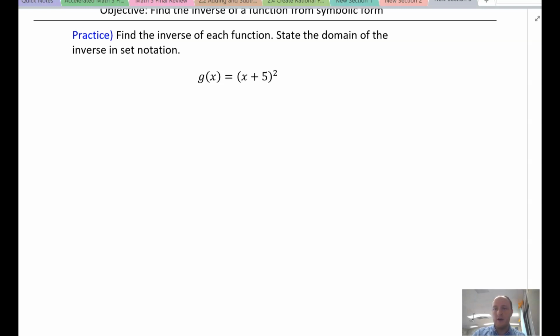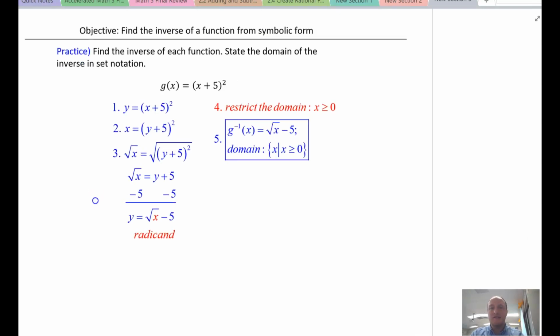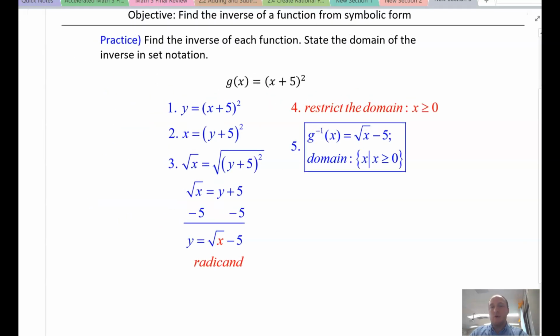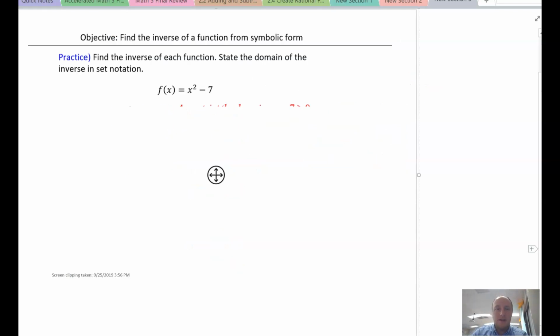Okay, so hopefully you have found the inverse, and this is what you should have got: the square root of x, minus 5, and x must be greater than or equal to 0. Why is it greater than or equal to 0? Well, again, what is your radicand? It's just x. So I set this greater than or equal to 0, and I solve. Hey, I don't have much to do. It just can't be negative. It can be 0. It can be positive. That's cool.